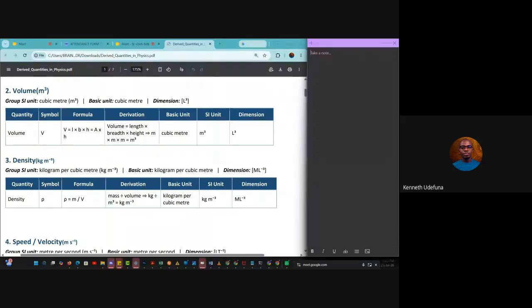I will show you how it's being gotten, but let me just have a run through of all these things. Density has an SI unit of what? Kilogram per meter cube, or you can call it kilogram per cubic meter. You can say kilogram per meter cube, or you say kilogram per cubic meter. They are all correct.